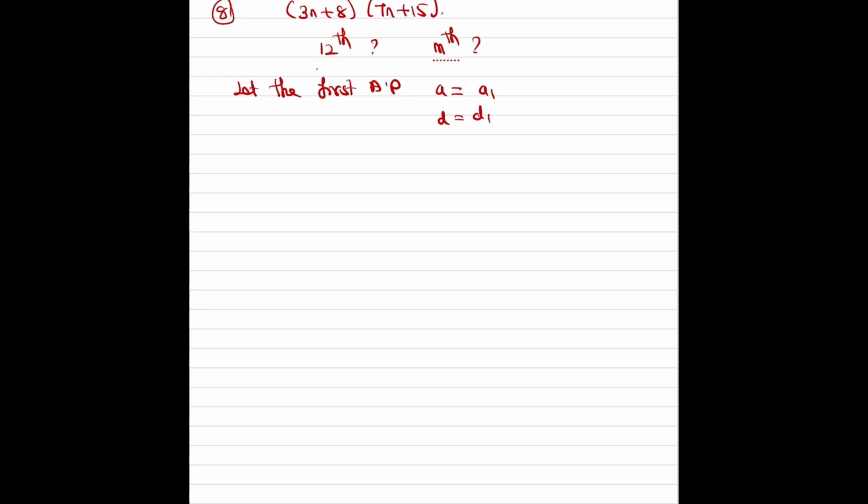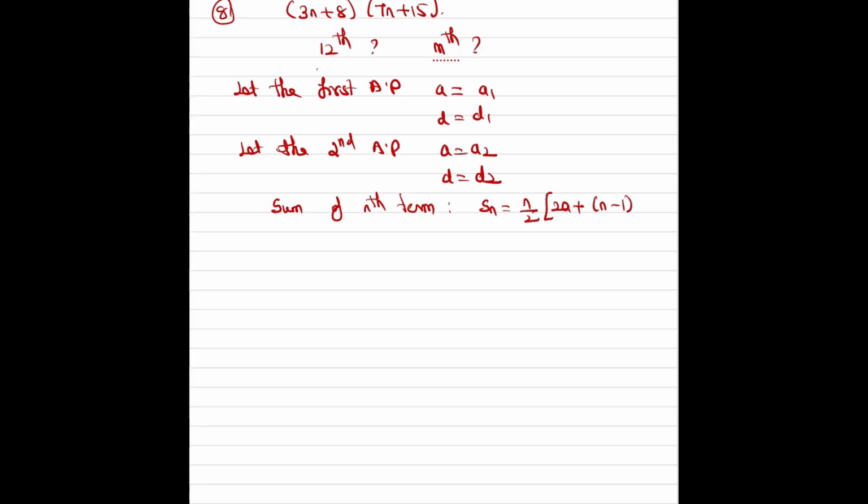Next, let the second AP have first term A2 and common difference D2. So what is the formula for the sum of the nth term? Sn equals n by 2 times 2a plus n minus 1 into d. We know this formula. Now what do they ask? They want the ratio of the sums.